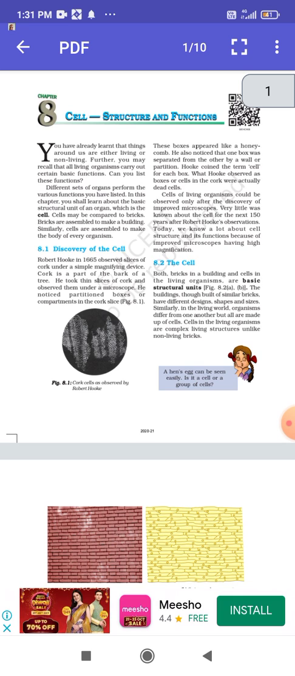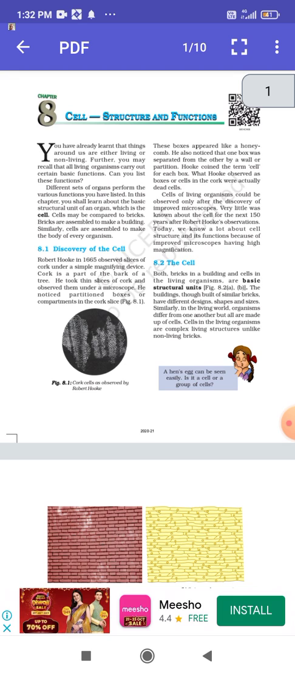Now, today's topic is cell structure and function. That is chapter number 8. In this chapter, we'll study the cell, its structure and function. I think you all have heard the word cell before.